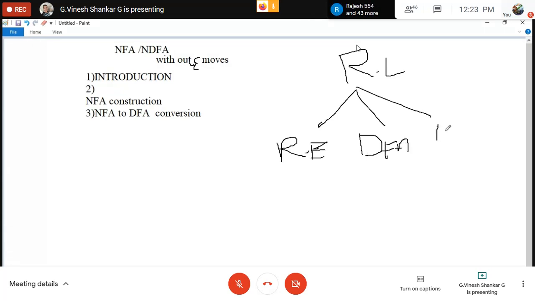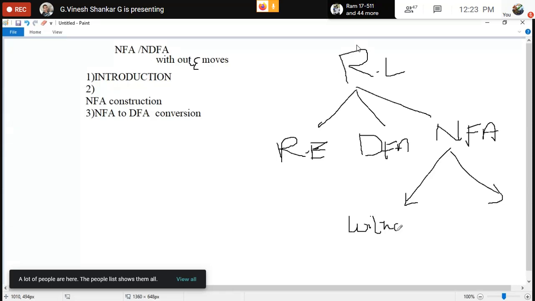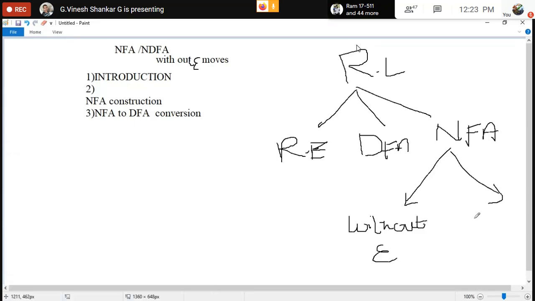Now we are going to see NFA. In NFA there are two types, I am telling you. What are the two types? Without epsilon and with epsilon. Okay? Without epsilon moves, and with epsilon. So we are going to see two types, without epsilon and with epsilon.